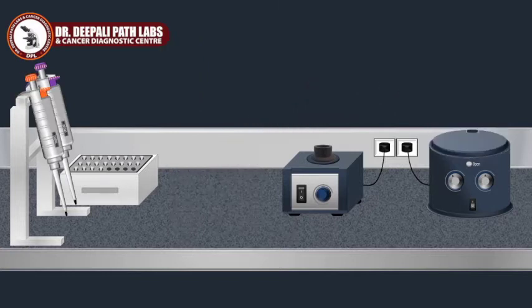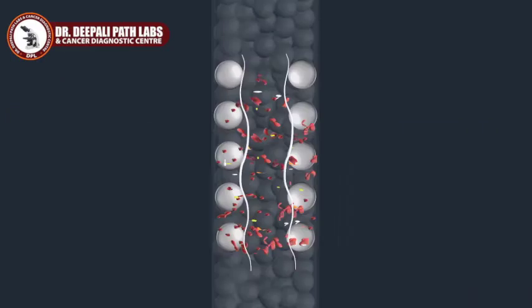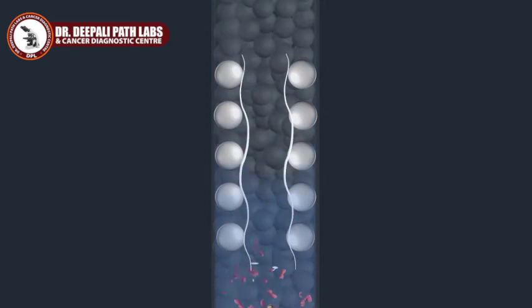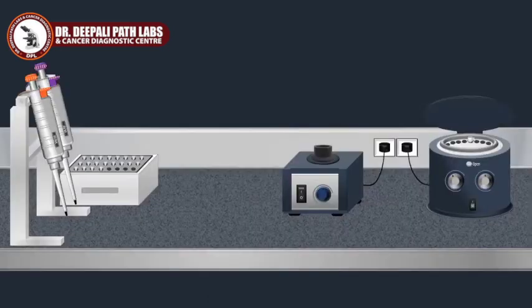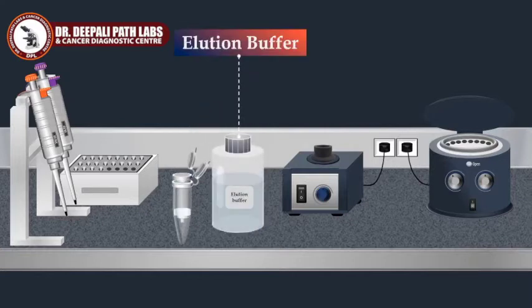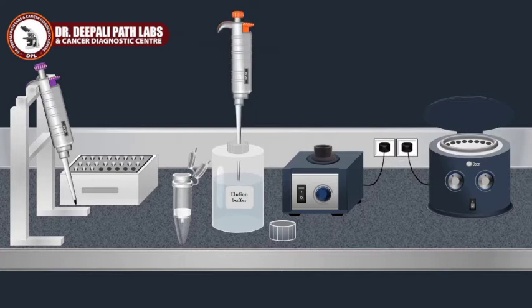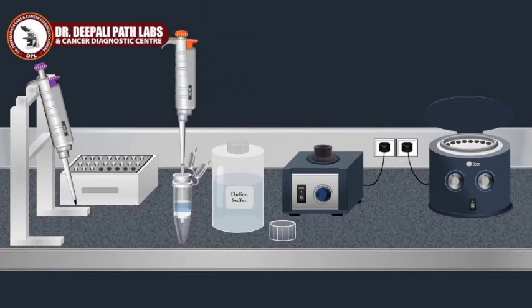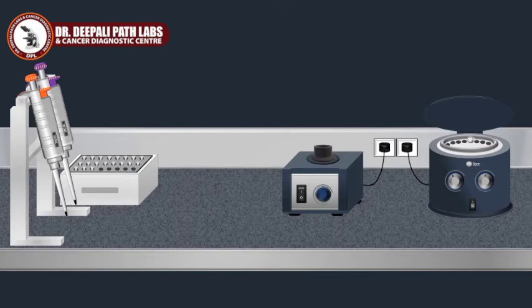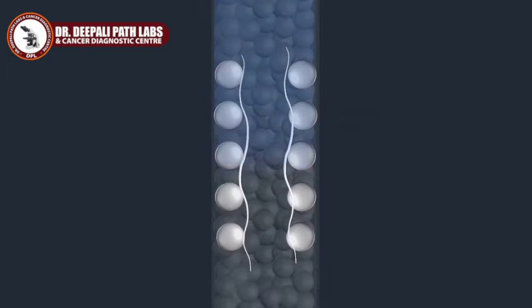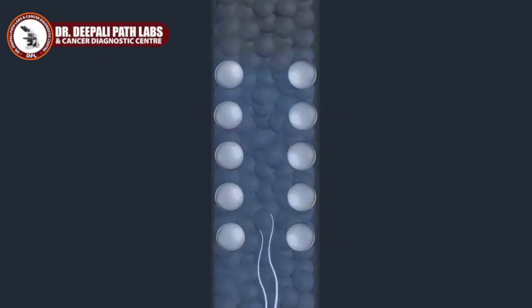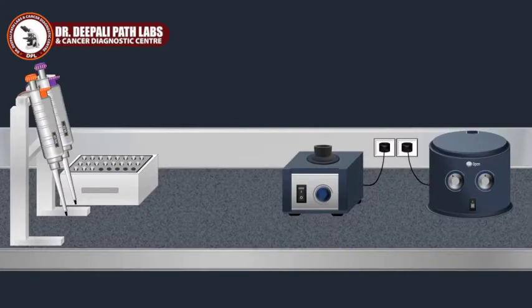The column is put in a centrifuge again, forcing the wash buffer through the membrane. This removes any remaining impurities from the membrane, leaving only the RNA bound to the silica gel. Once the sample is washed, the column is placed in a clean microcentrifuge tube, and an elution buffer is added. Then, a centrifugation is carried out, forcing the elution buffer through the membrane. The elution buffer removes the viral RNA from the spin column. And a purified RNA, which is free of protein, inhibitors, and other contaminants, is obtained.